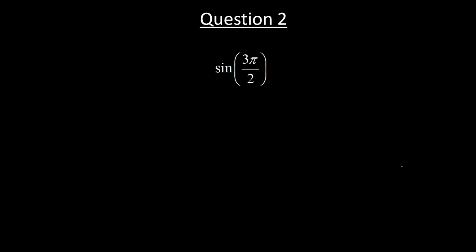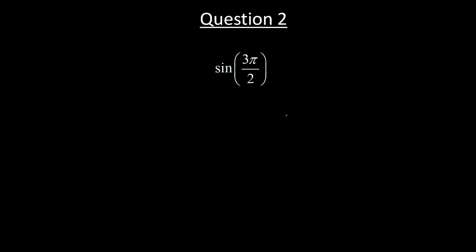So try this out for question 2. What is sine of 3 pi over 2? Now this one is actually a common one to memorize because this happens to be the minimum value of sine, which is good to know. The min and max of sine are 1 and minus 1. Same with cosine. Cosine has a max of 1 and a min of minus 1.